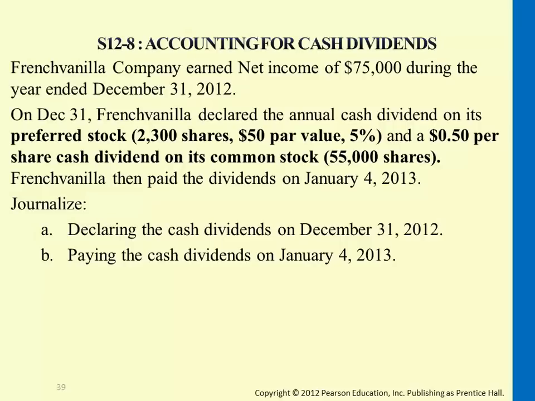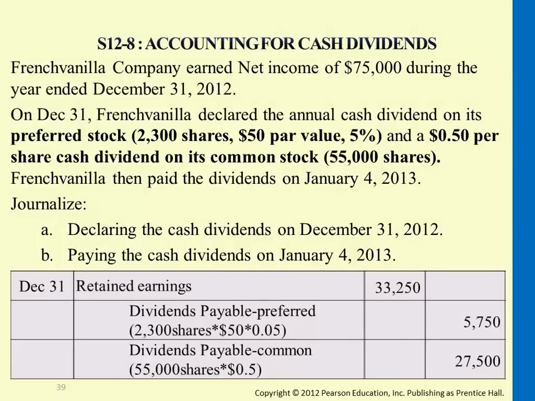For each share, they're getting 50 cents. Okay, so we just times the dollar amount of cash dividends they're getting for each share times the total amount of shares. That will give you $27,500 for common cash dividends. And for preferred, the calculation is the same as before. Okay, face value times dividend rate times shares.